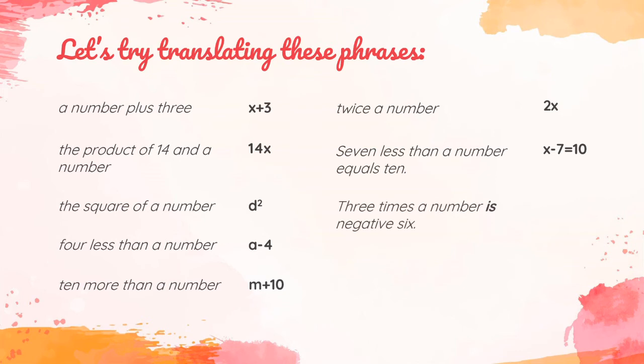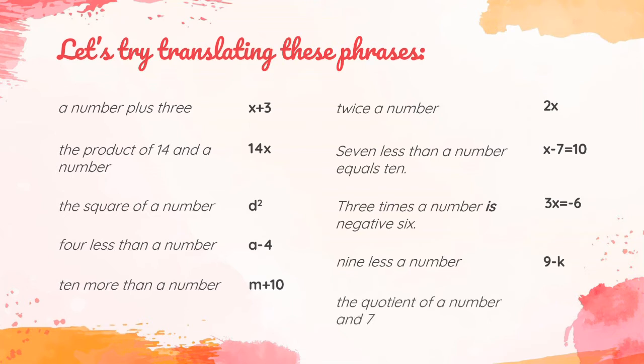Next, 3 times a number is negative 6. Kitang-kita, times. Kunwari, x ulit variable natin, edi 3 times a number, 3x. Tapos, yung is dito ay equals din. Kaya 3x equals negative 6. For the next phrase, 9 less a number. Binawasan si 9 ng isang number. Kaya ang expression ay 9 minus k. Take note of the difference between less and less than.